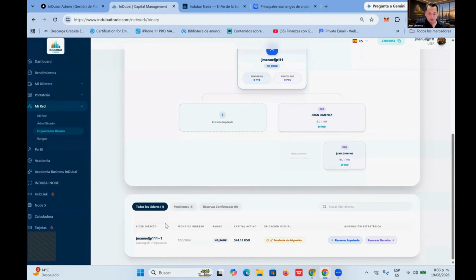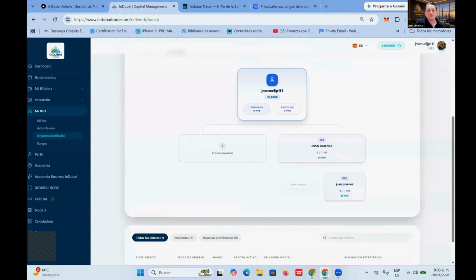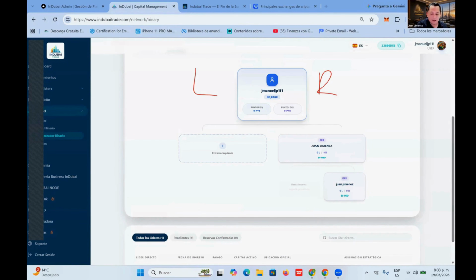Look, for example, I have a position here, right? And I am going to place this position on the right side just to give you an example. Ready? Now, what is my recommendation for working the binary? Always go about it in the following way. Work, let's say this is the right side and this is the left side. R for right and L for left.